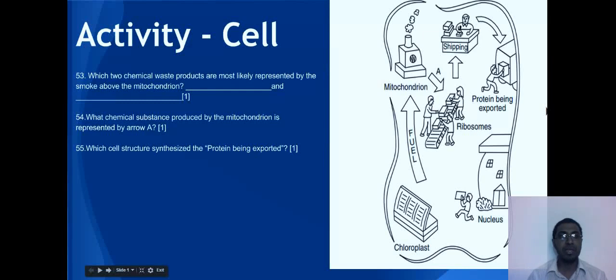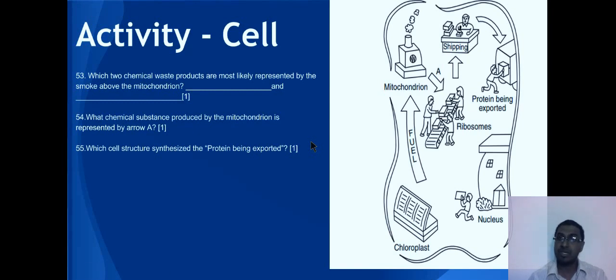Of the cell, we're going to look at questions 53, 54, and 55. Question 53. Which two chemical waste products are most likely represented by the smoke above the mitochondria? That is here. What chemical substance produced by the mitochondria is represented by arrow A? That is question 54. And question 55. Which cell structures synthesize the protein being exported?